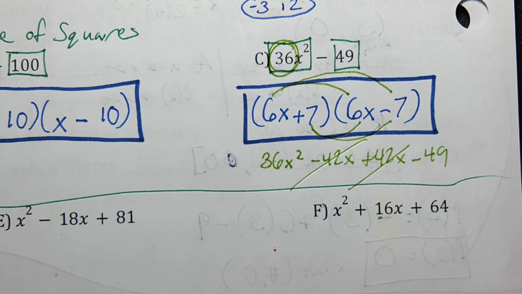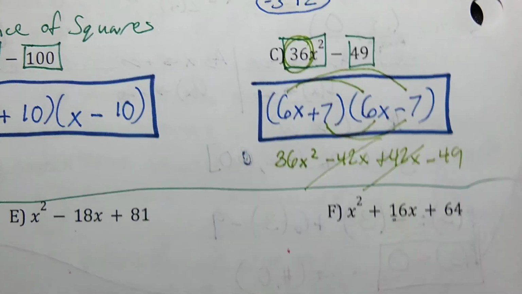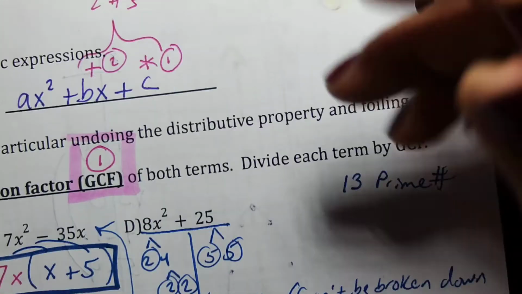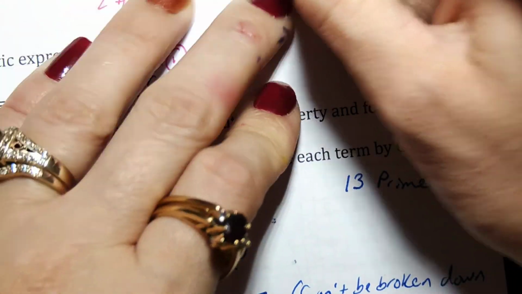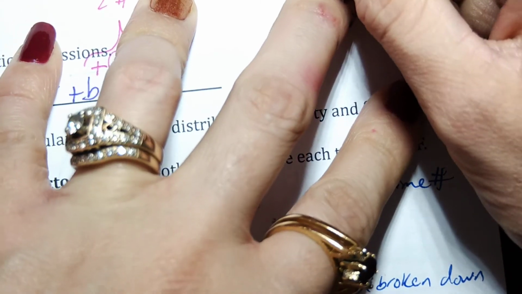So what about this? We're going to sidebar up here for this one. What about x squared plus 25?